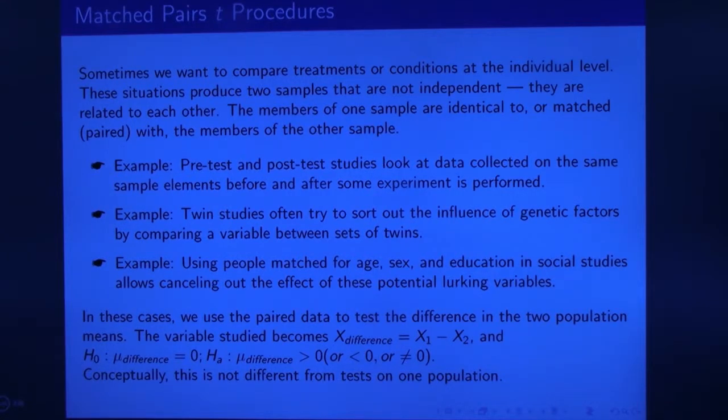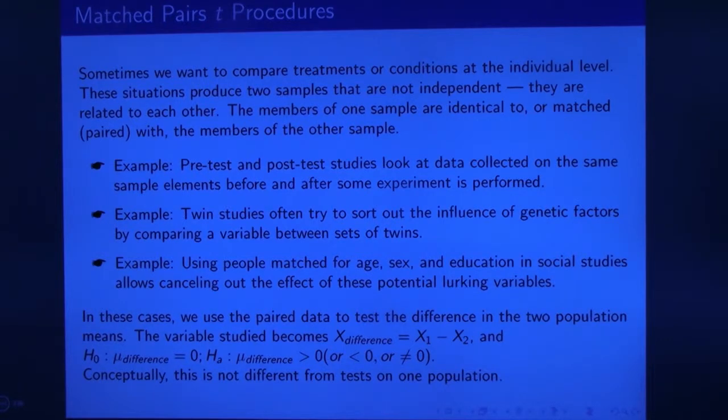We have several examples. The first one is pre-test and post-test studies. Look at the data collected on the same sample elements before and after some experiment is performed. So for example, if I want to know if this class has effect, we can have a pre-test and a post-test. Then we compare the result on the same sample element, which means our class.